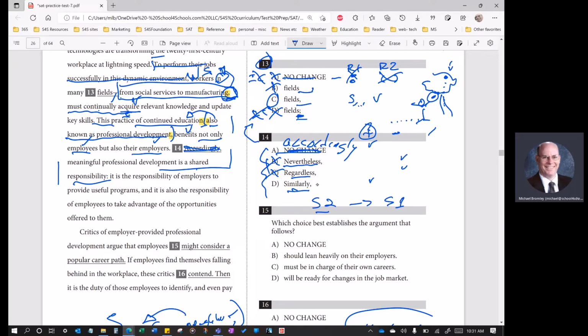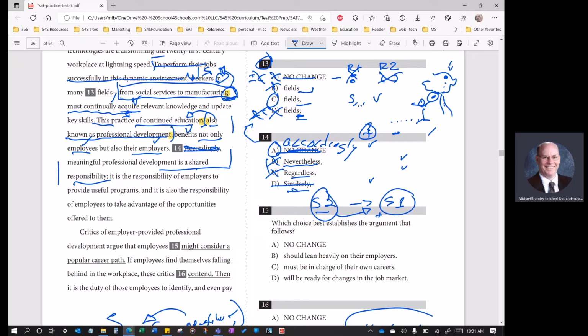So I could say similarly is not giving me additional information there. It's actually telling me, well, therefore, it's a shared responsibility. So we see it's a positive transition, and we go with our correct answer, A. It's not giving us another example. It's drawing a conclusion from the prior one. So sentence 2 is drawing a conclusion from sentence 1 in a positive way. All right, that was 14.